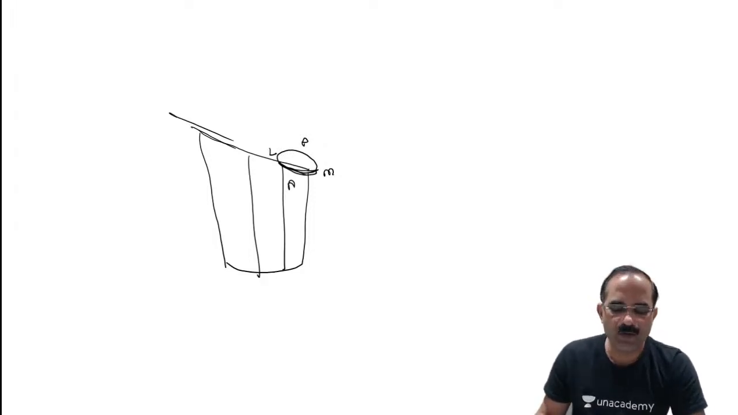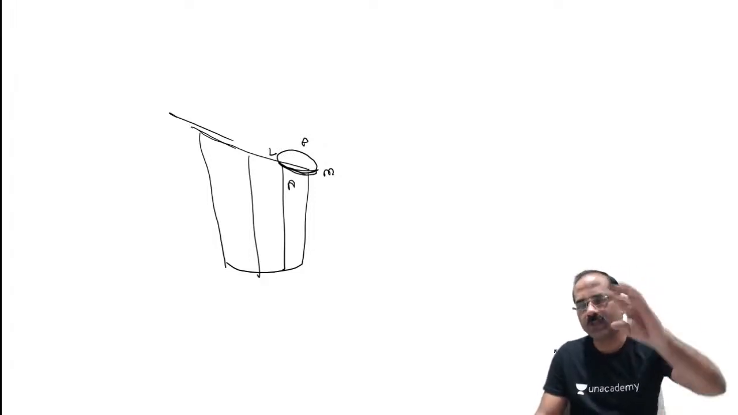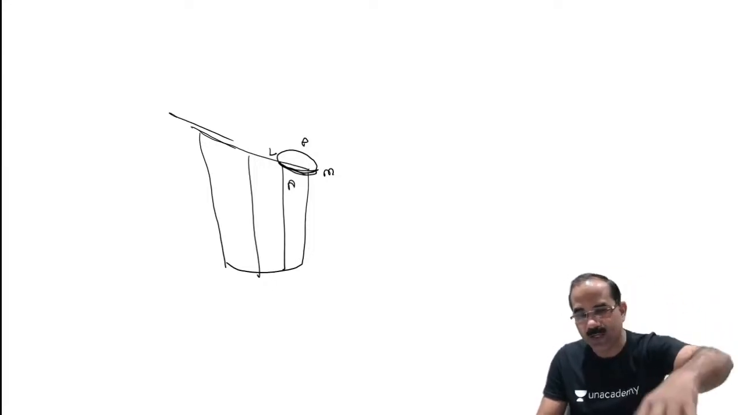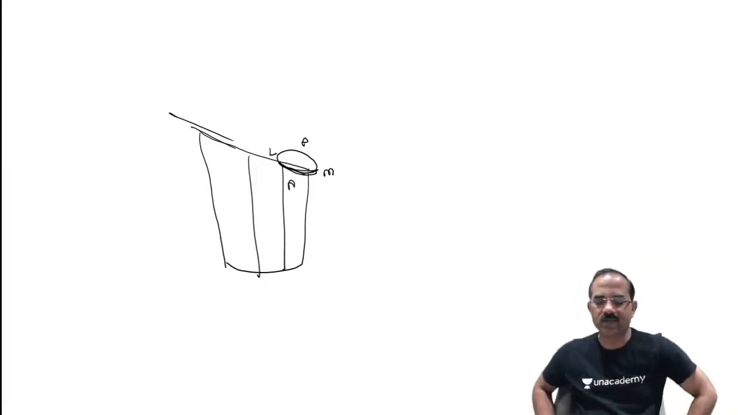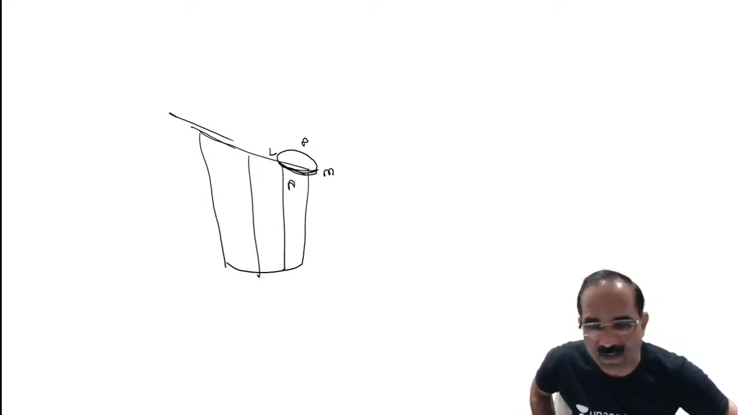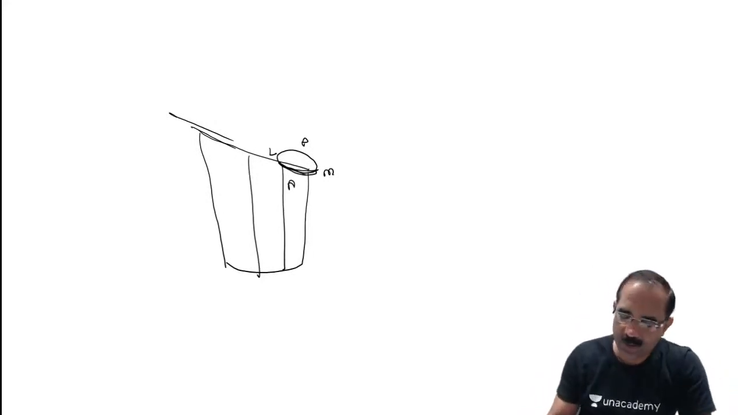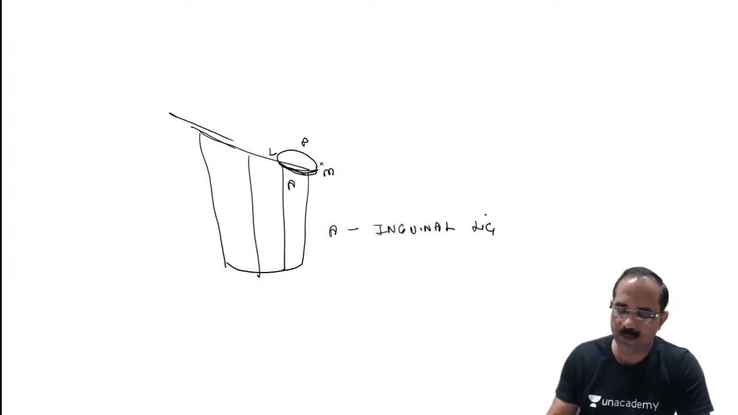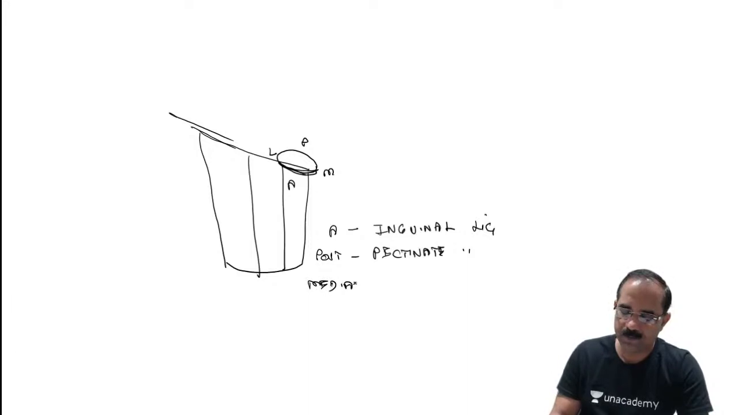Tell me, if there's a femoral hernia, which boundary of the femoral ring are you going to cut as a surgeon? Not the anterior boundary. Tell me, the anterior boundary is formed by what? Anteriorly it is formed by the inguinal ligament. Very good. Posterior is what? Posterior is the pectineal ligament.